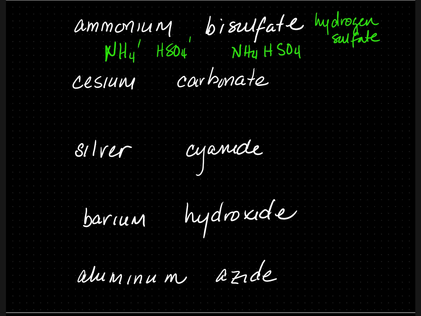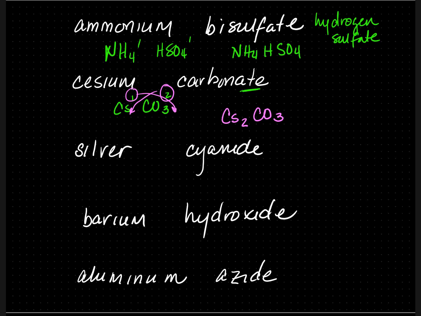Cesium, Cs, charge is 1. Carbonate, again, a polyatomic. It ends in ate. CO3, 2-, cannot be reduced. The 2 from the carbonate goes to cesium. The 1 from the cesium goes to the carbonate. So it's Cs2CO3.